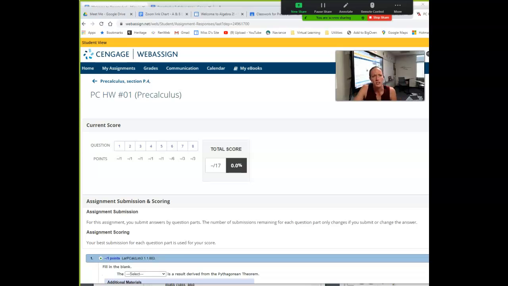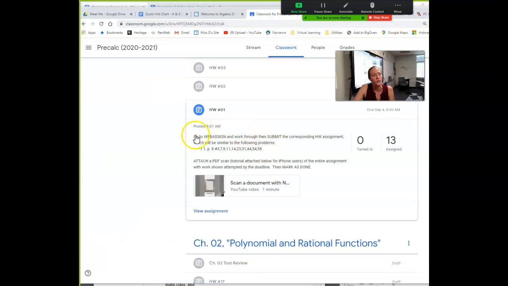Do any of you have questions on WebAssign, getting into WebAssign, or the Google Classroom direction, which says it's going to be like these problems? Don't do these exact ones. Do WebAssign, submit WebAssign, but you can use the book as a guide, maybe looking in the back of the book for answers or looking on Calc Chat. But then I'm also having you attach a PDF scan, and here's a way to do it with an iPhone. There are apps to do it with Android devices.